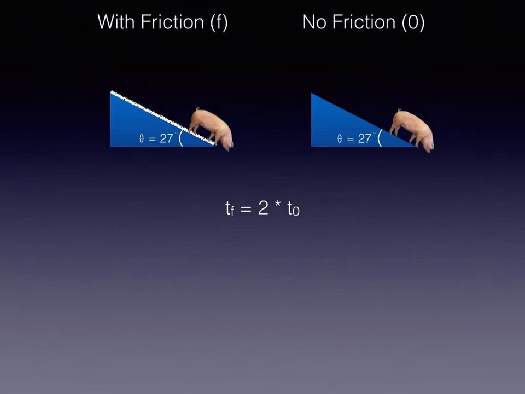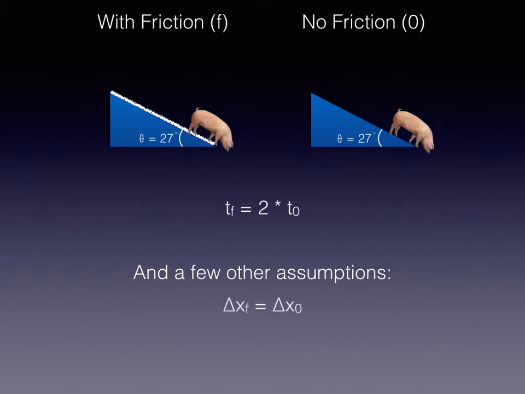There are a few other assumptions we can make as well. It's not explicitly stated, but it says it's the same slide, and so that means the displacement down the face of the slide is going to be the same in both cases. Delta x with friction is the same thing as delta x without friction. Another assumption we can make that may not be as obvious is, as the animation indicated, the initial velocity of the pig was 0. It started from rest and then accelerated down the slide at different rates, of course.